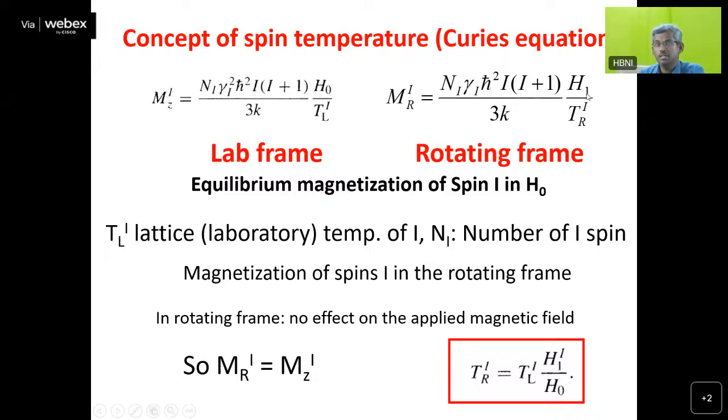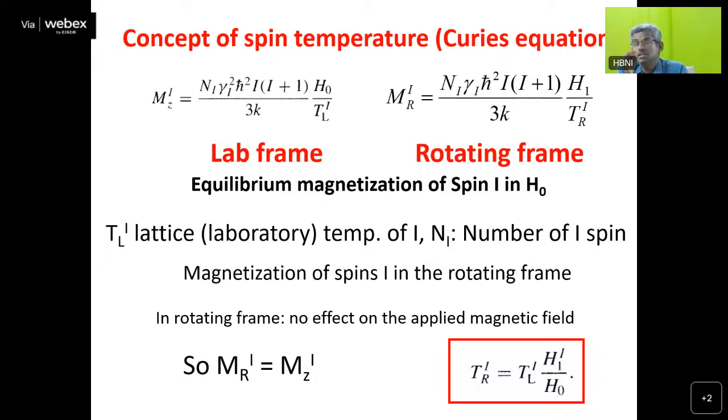Why H1? Because in the rotating frame, we don't feel the magnetic field of the applied static magnetic field. That is very, very high. The V0 value is around 9 point something Tesla in the case of 400 megahertz. We will not see that magnetic field.